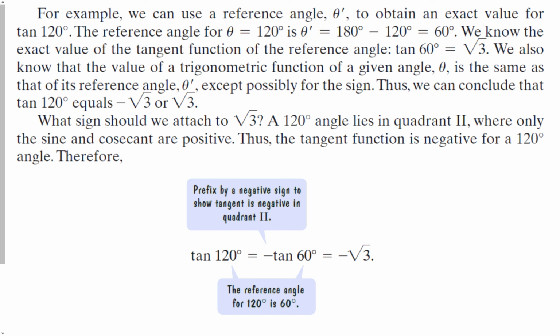For example, we can use a reference angle of theta prime to obtain the exact value for the tangent of 120 degrees. So you know that for 120, the reference angle is 60. We know the exact value for the tangent of 60 degrees is radical 3. We also know that 120 degrees is in the second quadrant, so the answer would be the negative tangent of 60. Okay? And the only way you know to put this negative is based on what happens in the second quadrant.